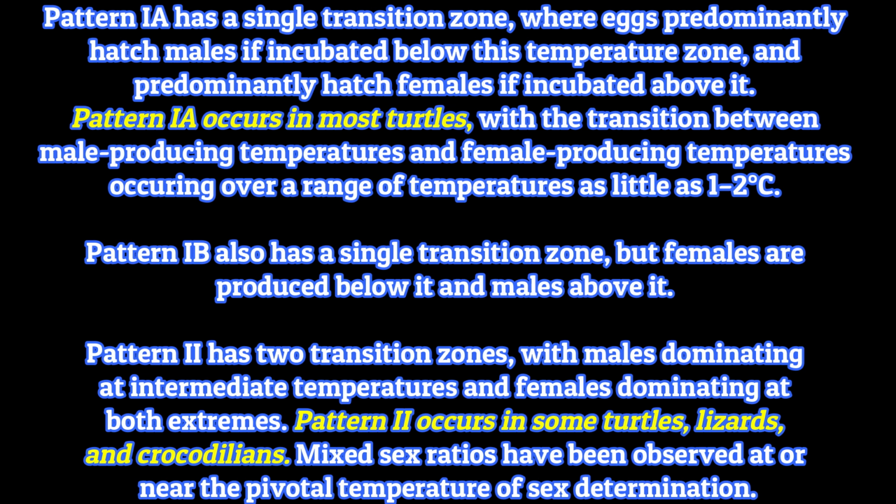Cooler temperatures producing males occurs in turtles. Hotter temperatures producing males occurs in lizards. I think lizards are generally considered to be more closely related to snakes than turtles are. So would we actually expect more males to be produced at cooler temperatures or more males to be produced at hotter temperatures? The point here is that there are several different systems, none of which appear to be associated with our ball pythons.